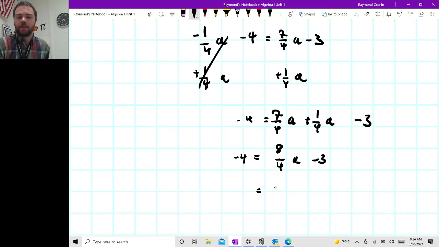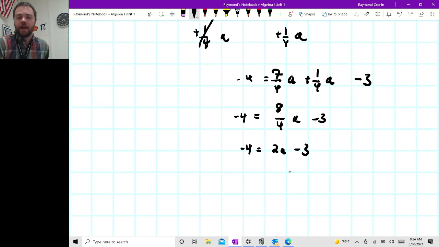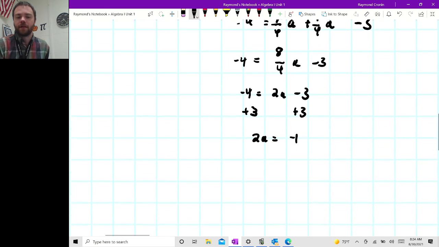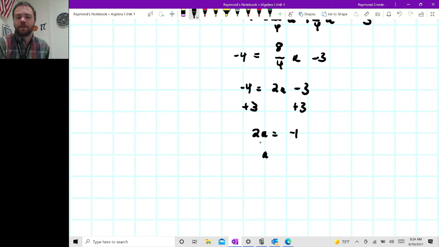So this is going to give me 8 divided by 4 is going to be 2a minus 3 equals negative 4. And then I can add 3 to both sides. And I get 2a equals negative 1. So 2a I brought down here. Negative 4 plus 3 is negative 1. And then if I divide 2 on both sides, I've got a equals negative 1/2. Okay?